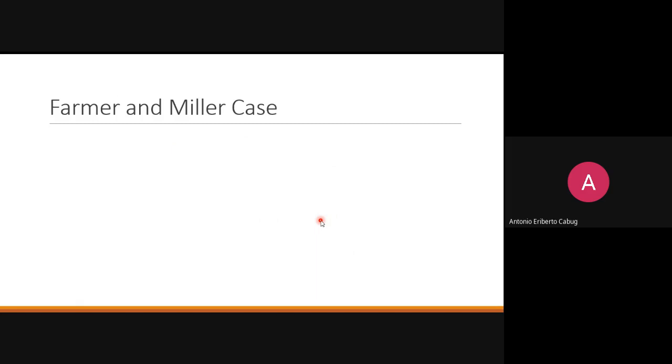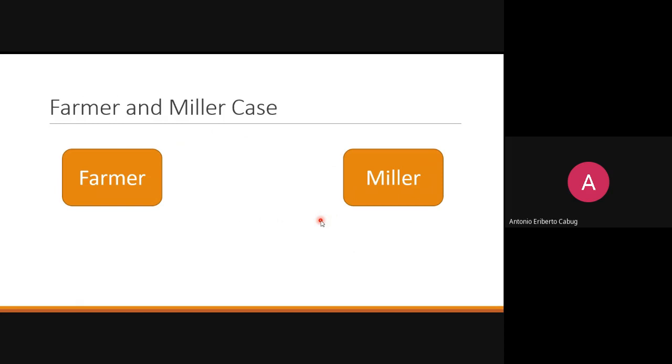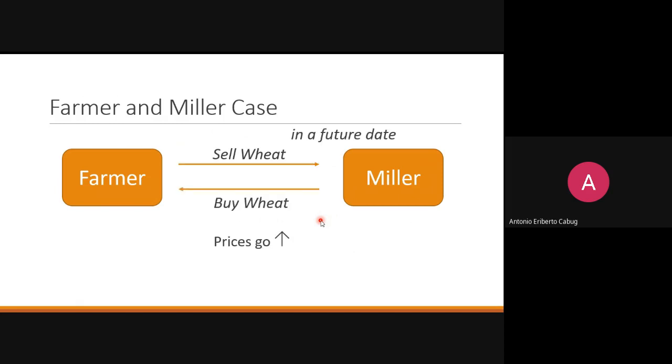Now, when did forwards and futures happen? It all started with commodities, not foreign currency. Farmers and millers: millers are concerned that at the time of harvest, the prices would go up. Farmers, on the other hand, are concerned that the prices will go down by the time that they will harvest the wheat. They are both worried.